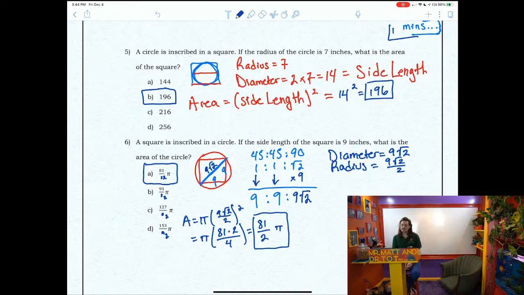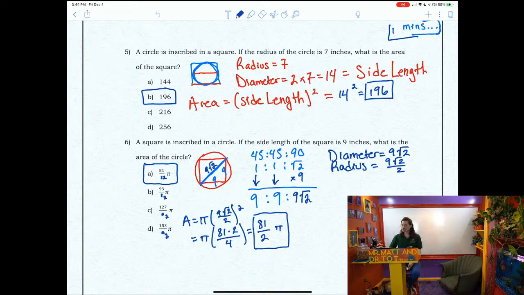So 9 squared is 81, root 2 squared is just 2, they're opposite operations, so the radical cancels, and 2 squared is 4. We can reduce the 4 in the denominator by the 2 in the numerator, and so that just becomes 81 over 2 times pi, and that's answer selection A.